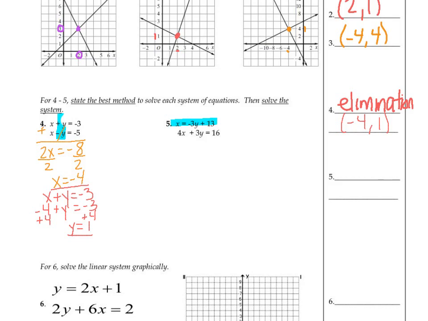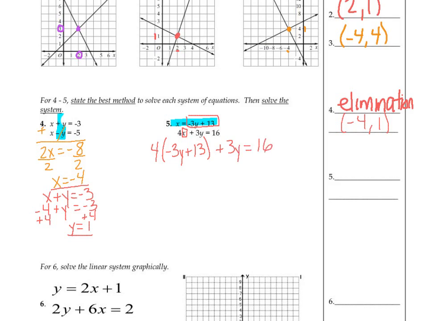So when we substitute x in for the x in the second equation, we're substituting that -3y plus 13 in for x. So when we do that, we have 4 times (-3y plus 13), which I'm going to make sure to put in parentheses, plus 3y equals 16.